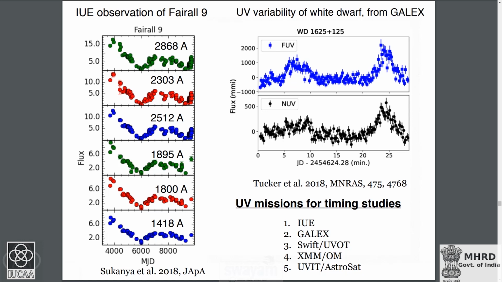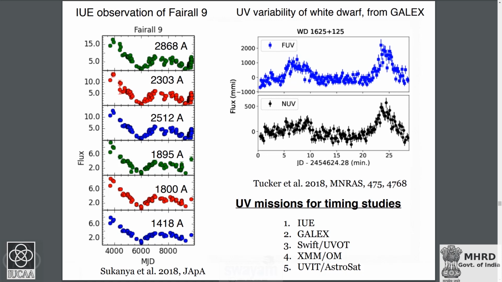We also have the GALEX mission, and what I show on the right is the variability seen from GALEX data. GALEX surveyed the sky in two bands, one in the far ultraviolet band and the other in the near ultraviolet band. What is shown on the right is the light curve from a white dwarf, which has been found to show variations, and what is shown on the left is the light curve from an AGN, where beautiful variations are noticed in a wide range of bands from 1400 angstrom to roughly 3000 angstrom.